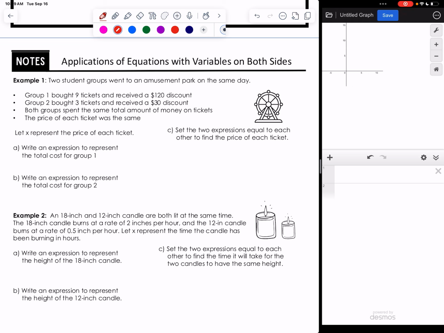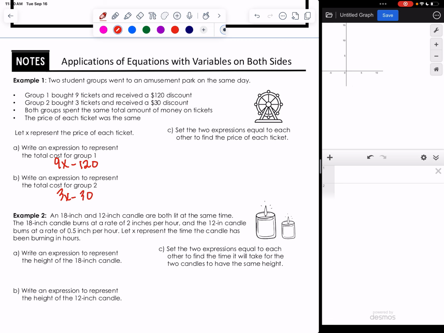Now, Group 1 bought 9 tickets, and they received a 120 discount. That means they're going to take off or subtract 120 from the total. So our expression would be 9x for 9 times the price of each ticket, minus 120. Group 2 bought 3 tickets and then they received a $30 discount. So this would be 3x minus 30.